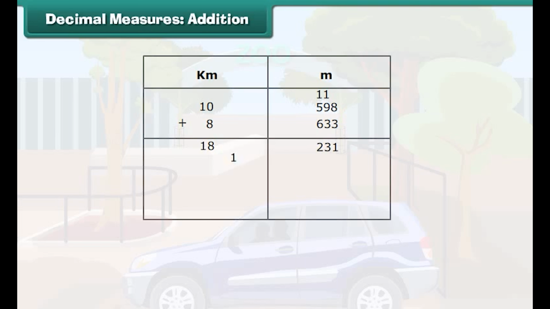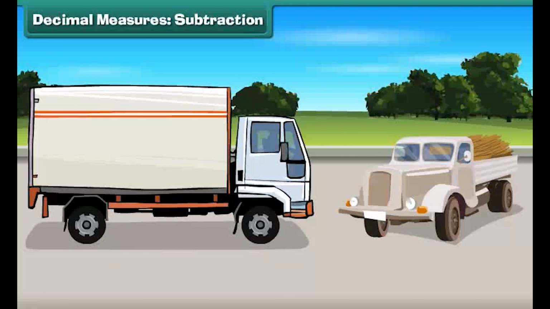Thus, 1 kilometre is added to 18 kilometres. In total, they have covered a distance of 19 kilometres and 231 metres. Similarly, we can add the quantities given in different units. Let us look at another example.